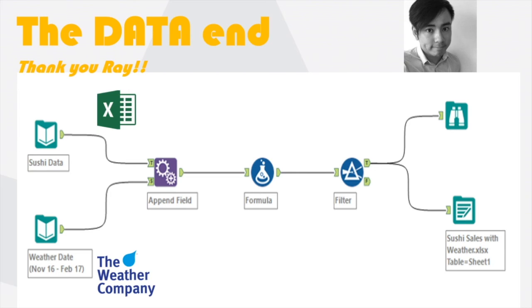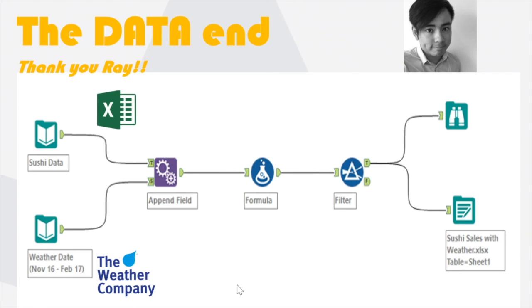Now let's go back a step and take a look at exactly what we did to blend the transactional sales data and historical weather data. I'd like to thank my colleague Raymond for helping me put together this Alteryx workflow. I've stuck a screenshot of the workflow in the slide. We basically used Alteryx to connect to the Weather Company API owned by IBM and extracted 90 days worth of historical weather data and combined it with the sushi sales data.